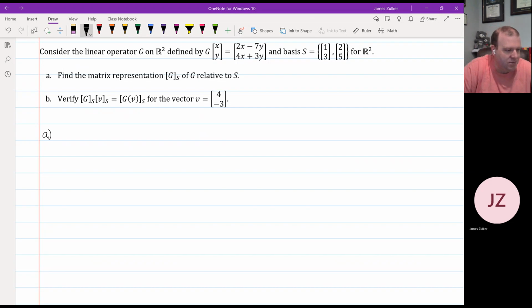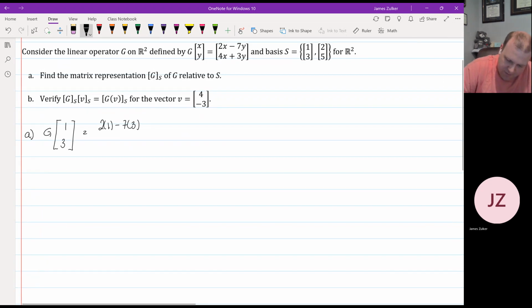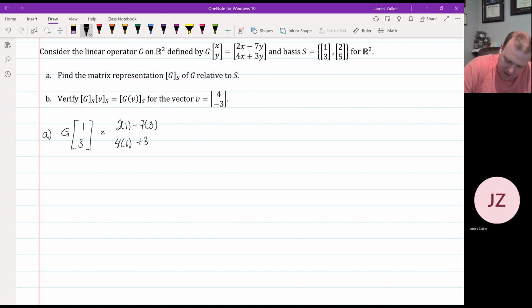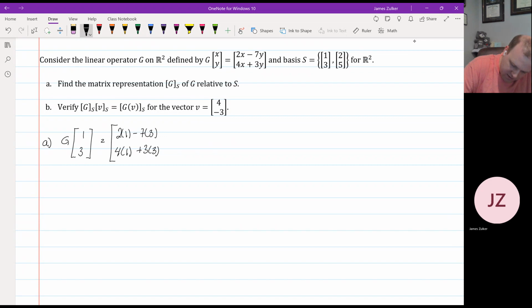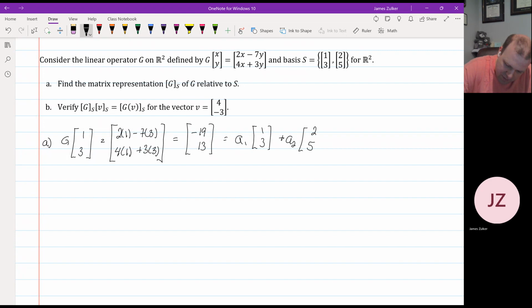To find the matrix representation, what we want to do is transform each of the basis elements. Let's start by transforming 1, 3. By the transformation, that's going to be 2 times 1 minus 7 times 3, and then 4 times 1 plus 3 times 3. So that is negative 19, 13. I'm going to write that as A1 times 1, 3. Now we want to write it as a linear combination of the basis elements.